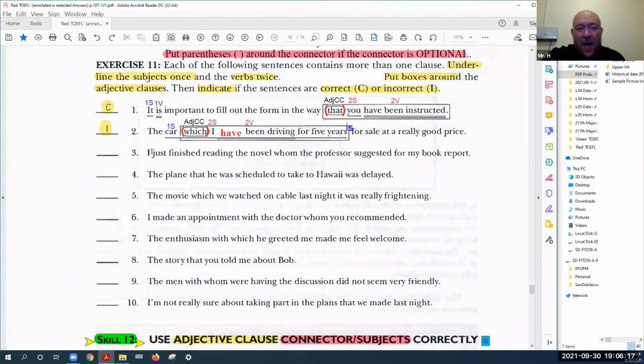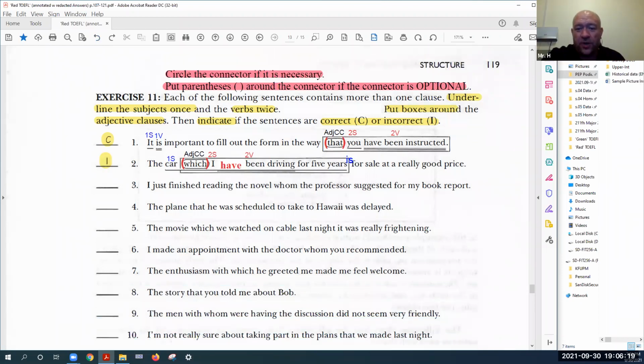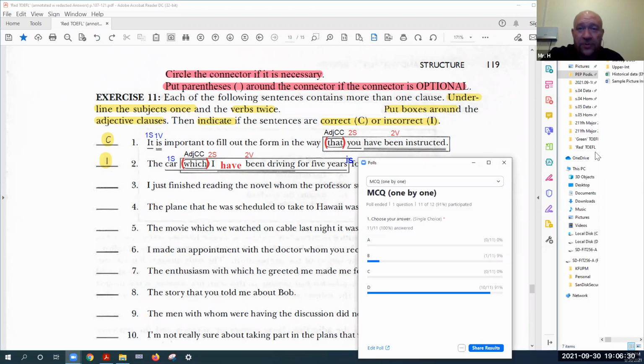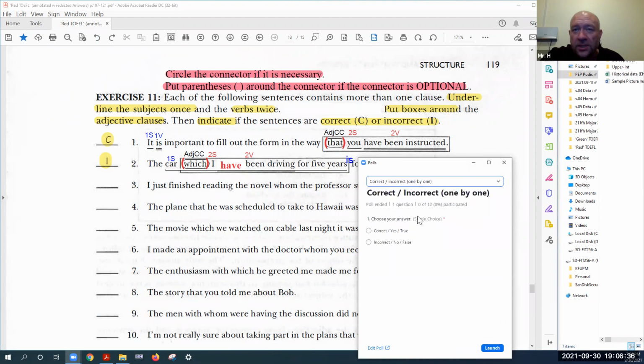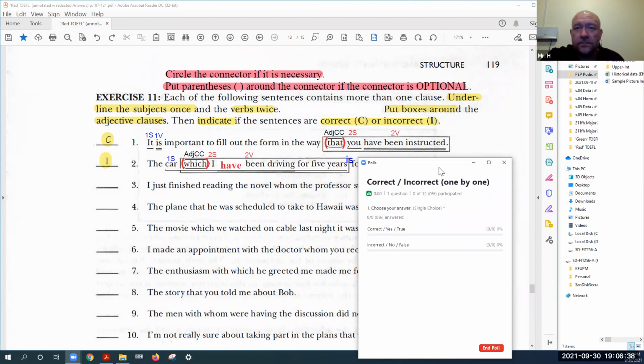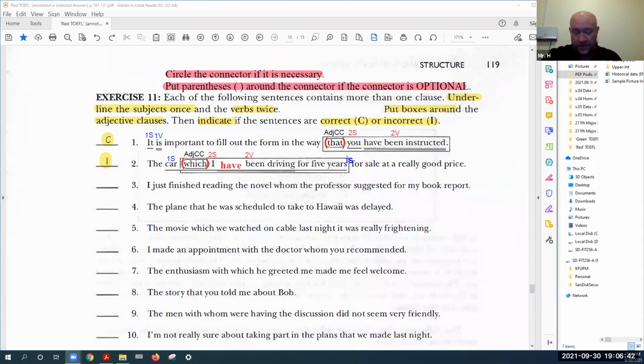We're gonna do these one by one. Are you ready? I'm gonna put up the poll, either correct or incorrect. And you have 30 seconds to choose your answer. Here we go. Let me put up the poll. Oops, wrong poll. Correct, incorrect. Go ahead. Choose, guys. You got 30 seconds.